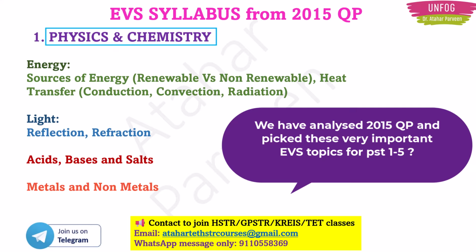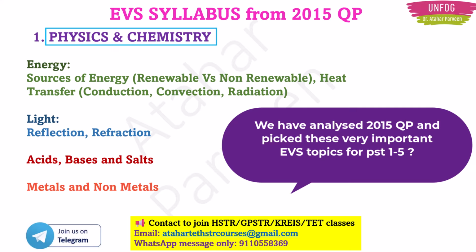So, under physics and chemistry, we had chapters like energy. Like what are the sources of energy, what are renewable and non-renewable. For renewable, we have sun energy, wind energy. Those are all renewable sources of energy. Non-renewable sources means we have petroleum, crude oil, fossil fuels. These are all non-renewable sources of energy. Then we have heat transfer. What is conduction, convection, radiation? Like how is heat going from one place to another? There are different methods. So that we'll study.